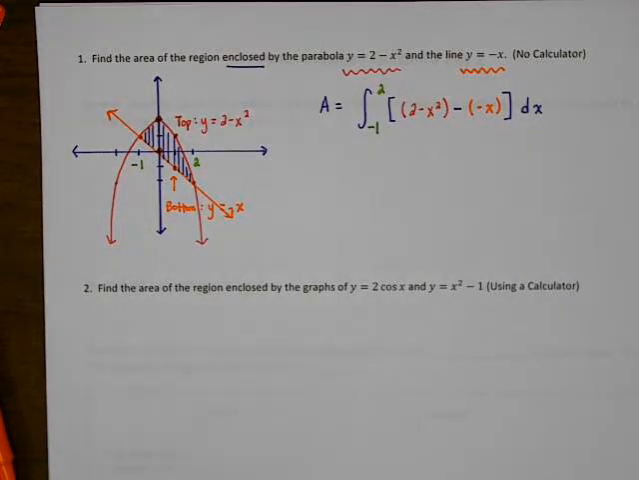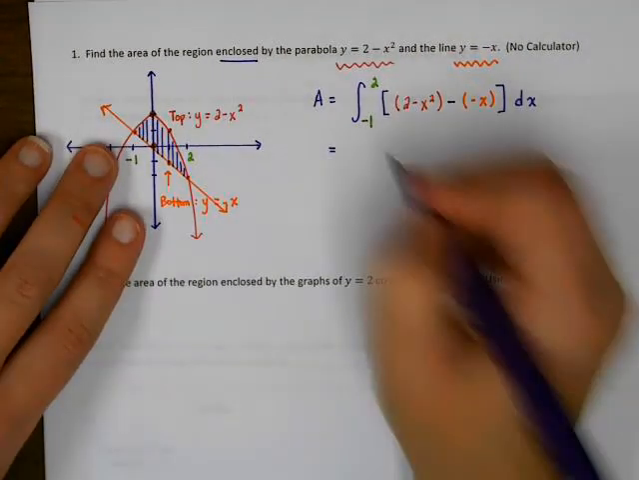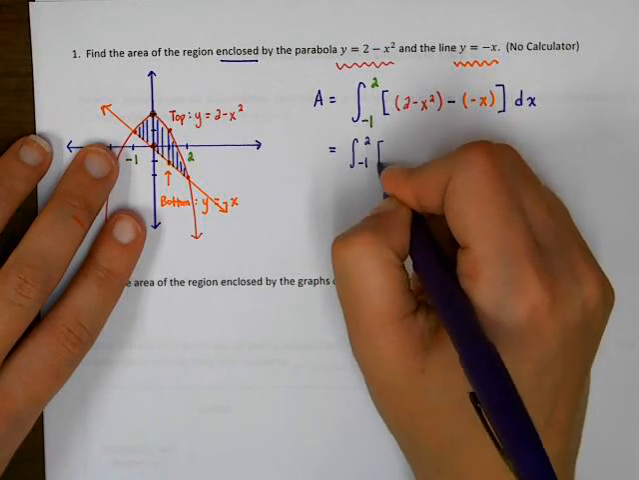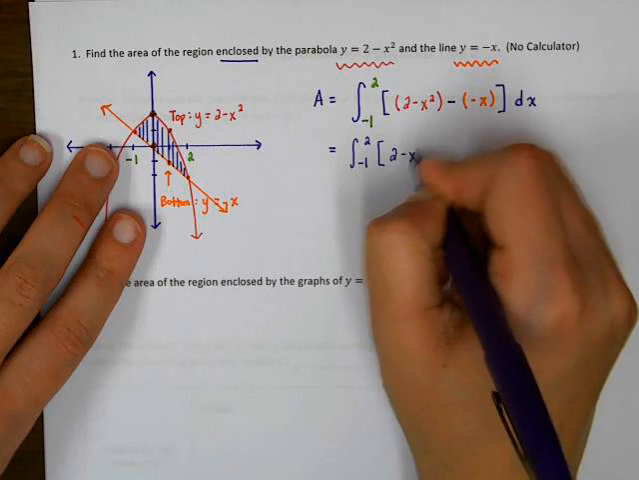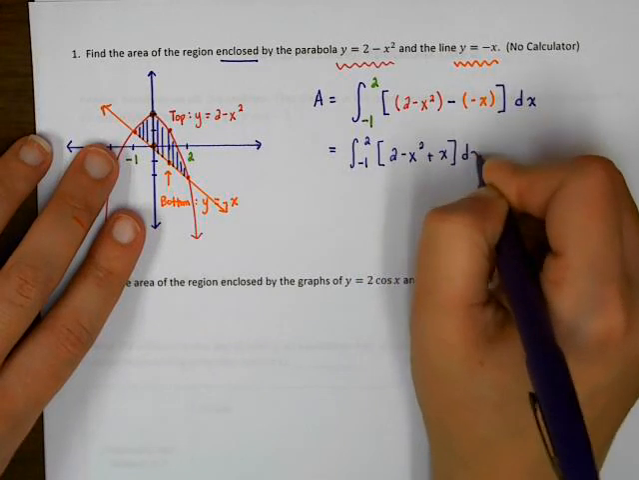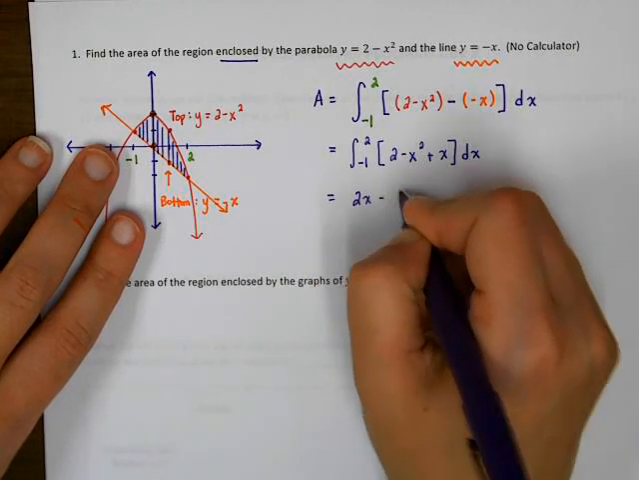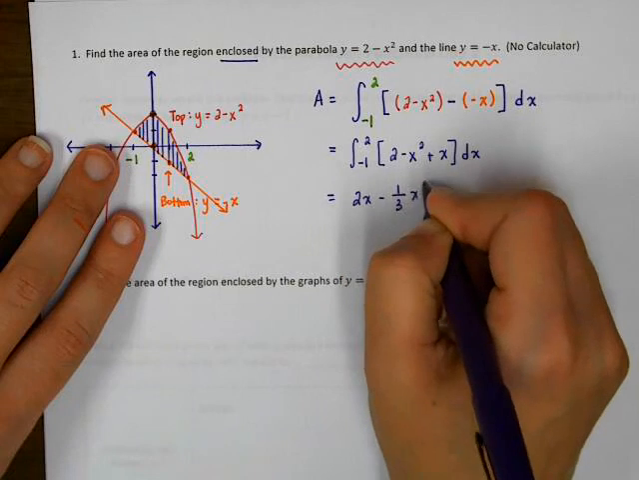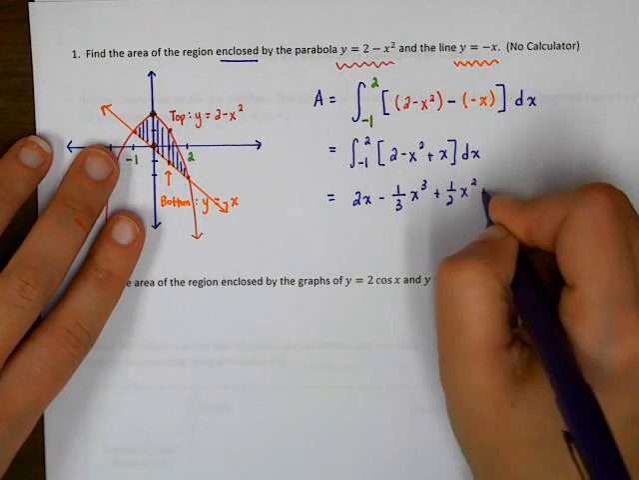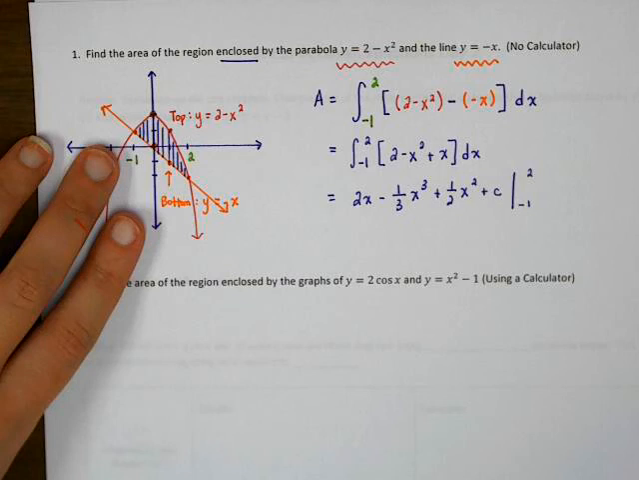Finally, I'm going to actually compute the integral. Because this is a no calculator question, I'm going to start by simplifying the inside of the integral, which is going to be 2 minus x squared plus x dx. Then I'm going to do my antiderivative, so it would be 2x minus 1/3 x cubed plus 1/2 x squared plus c, and I'm going to evaluate that between negative 1 and 2.